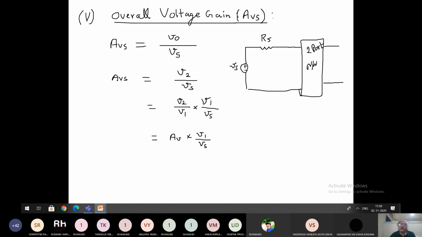Now, for this two-port network, here we have already calculated the value of the internal resistance of this two-port network. So this internal resistance value we have calculated, and this is connected. Now what you can do? Now I will just redraw this circuit in this way.